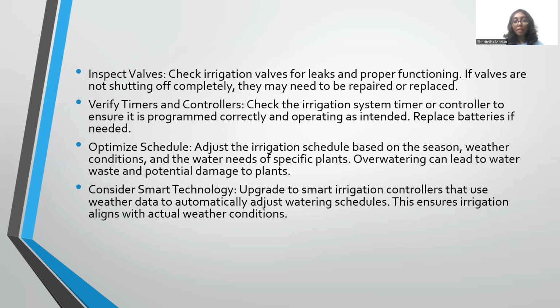Next is verifying timers and controllers. Check the irrigation system timer or controller to ensure it is programmed correctly and operating as intended. Replace batteries if needed. Optimize schedule. Adjust the irrigation schedule based on the season, the weather conditions, and the water needs of specific plants. Overwatering can lead to water waste and potential damage to plants. Next is considering smart technology. Upgrade to smart irrigation controllers that use weather data to automatically adjust watering schedules. This ensures irrigation aligns with actual weather conditions.